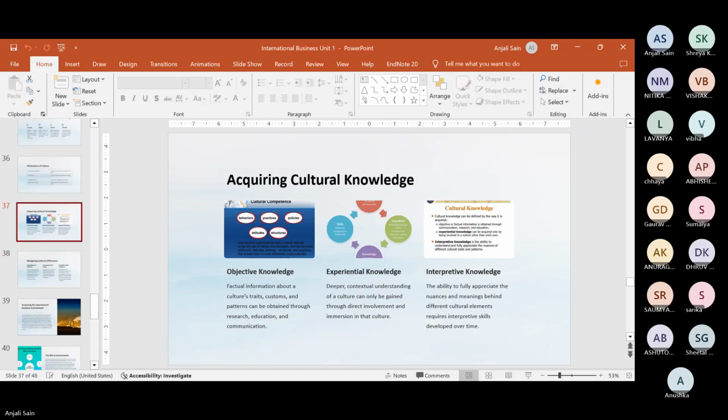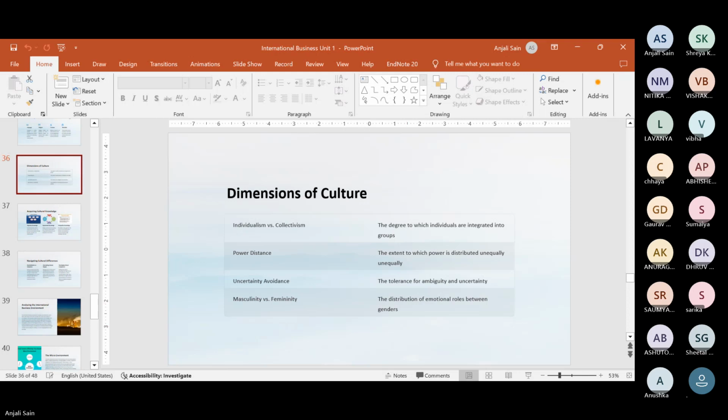Any doubt till now? Dhruv, are you talking about the dimension of culture slide? Okay, I'll explain it again.